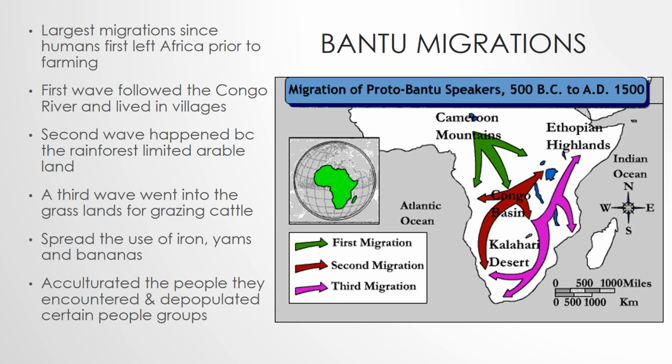So you can see the three different waves. They come out of the Cameroon Mountains and go down along the Congo River, which of course is following their water resource, and they lived in a village type system. And then the rainforest movement, because there's a limit in regards to arable land in rainforests, they're going to move further south. And then the grasslands on the other side of the Kalahari Desert are going to provide grazing for their cattle, because the Bantu are pastoralists, they are cattle farmers. And so again, it's all about resources and trying to find those resources.